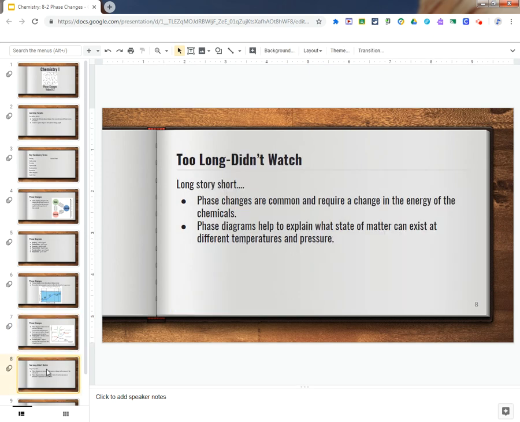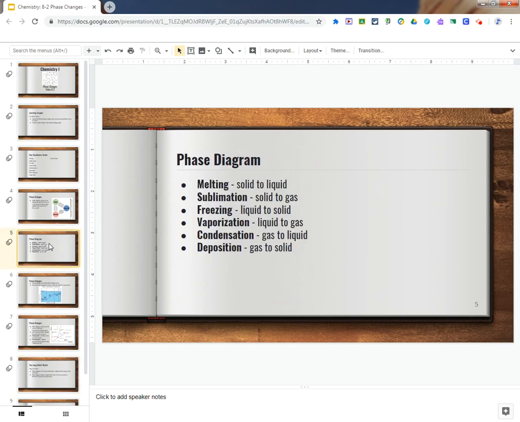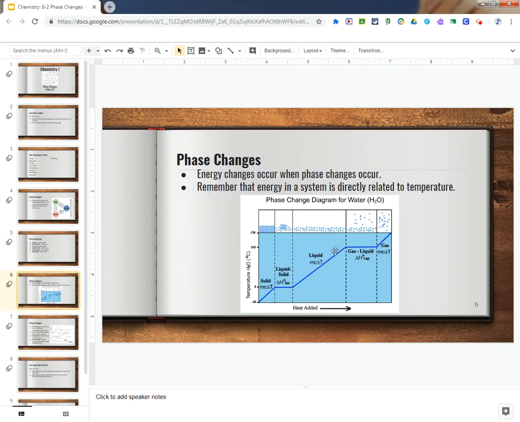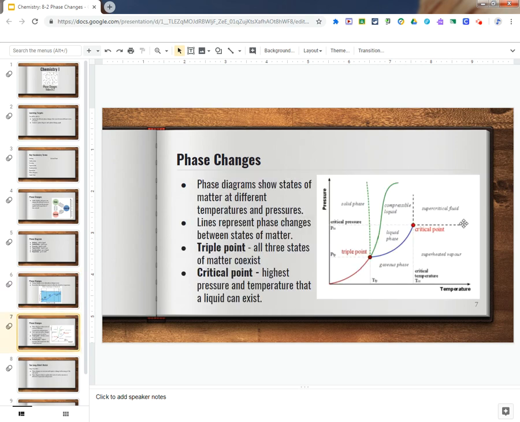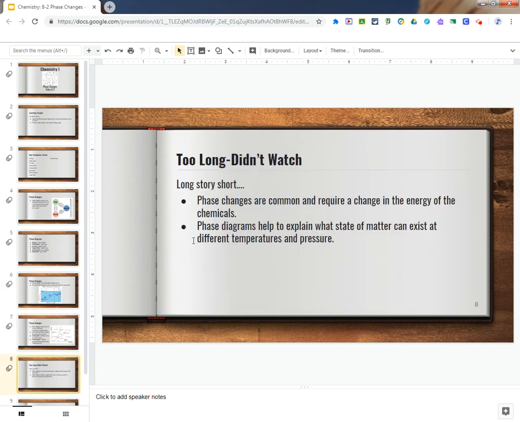So really that's it. This video is short and sweet. I want you again to make sure you are spending time understanding these phase changes. Make sure you do take a second to rewatch this part if you did not get the concept of the phase graph, or the phase diagram, which should be pretty straightforward. But really, long story short, phase changes are common and they require a change in energy for the chemicals to make those jumps. Phase diagrams help us explain the state of matter and why it's a different state of matter at different temperature and pressures.